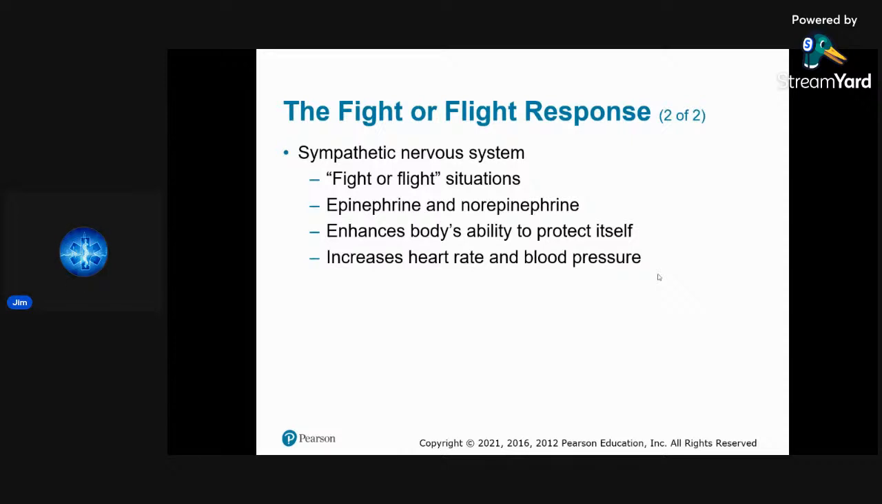For example, it'll increase the heart rate, the blood pressure, your pupils will dilate, your bronchi in your lungs will dilate to get more oxygen in, and blood flow to the muscles will increase. And on the flip side, the digestive tract will kind of slow down or be halted during this time.